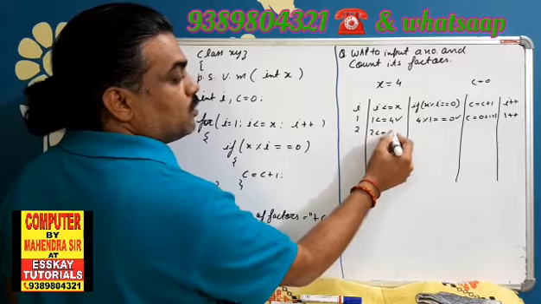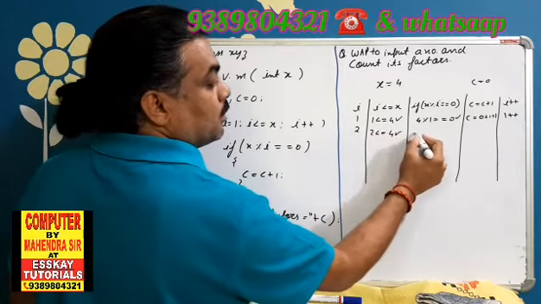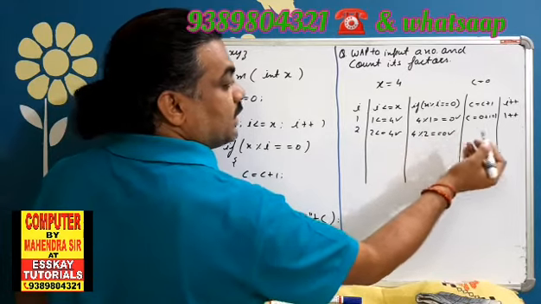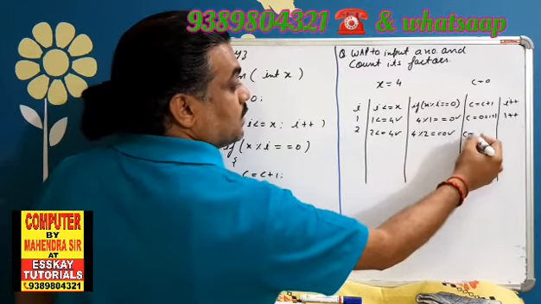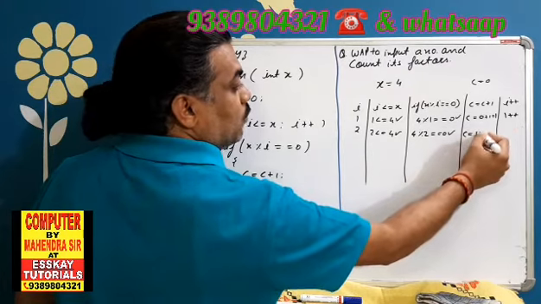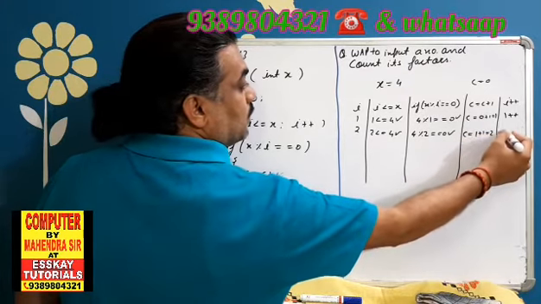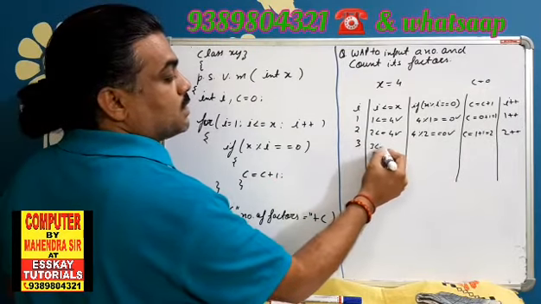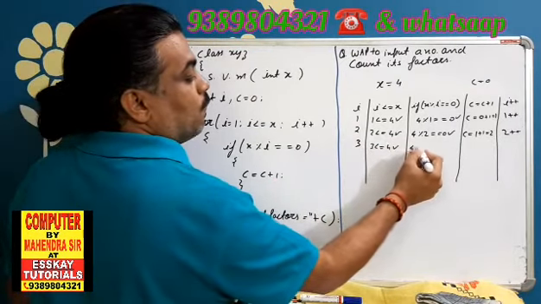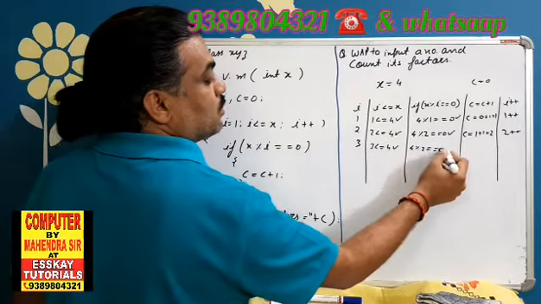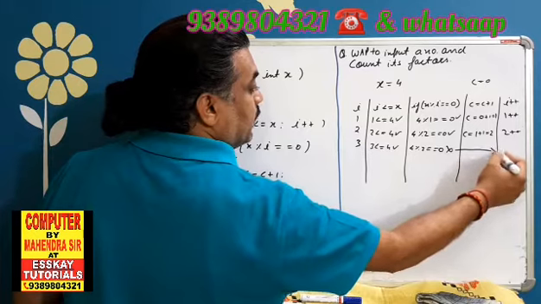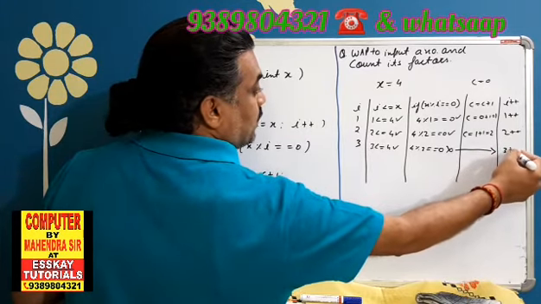2 is less than equal to 4. That's correct. Now 4 mod 2 is equal to 0. That's again correct. C is equal to, previous value was 1, 1 plus 1, that's 2. Now 2 plus plus, here comes 3. 3 is less than equal to 4. That's correct. 4 mod 3 is equal to 0. That's false. So if it is false, this step will not be followed. It will directly go to the next step, that is 3 plus plus.